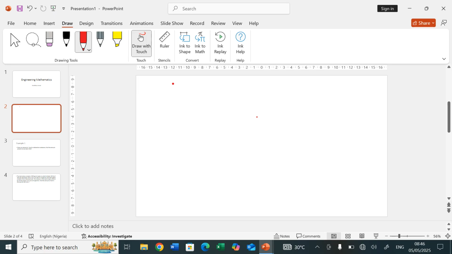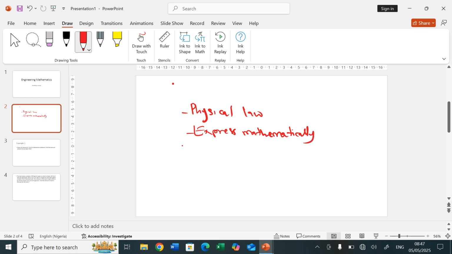Today we shall be discussing the concept of modeling in engineering mathematics. As I used to say, before you can model successfully, you need to be aware of the physical law guiding the process. Also, you need to be able to express the law mathematically, and then you have to be able to solve the model and be able to interpret the model.